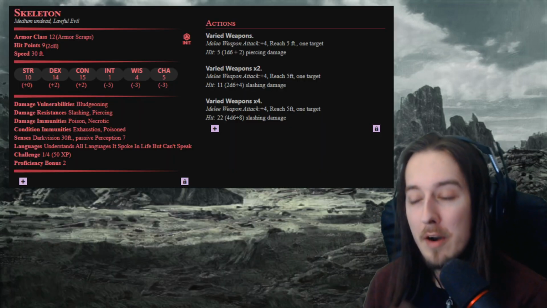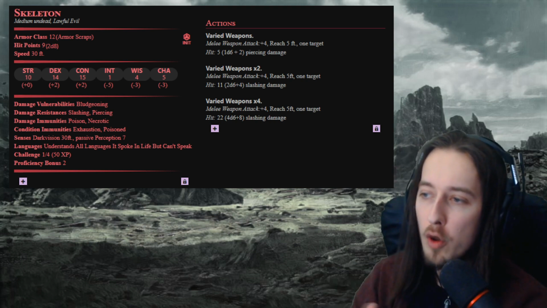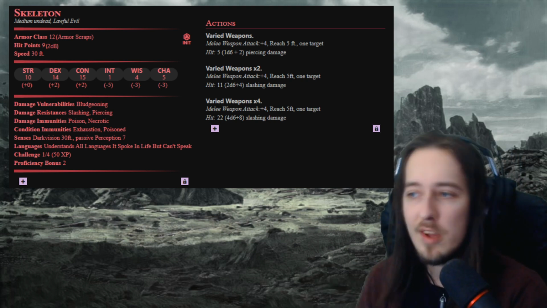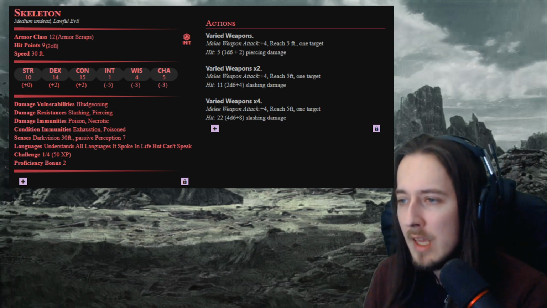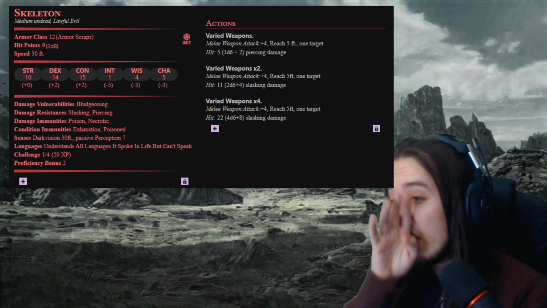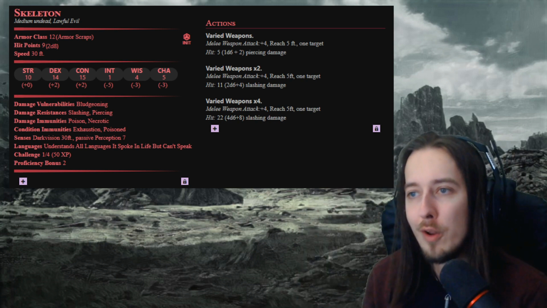As you can see, there is an immediate difference. We've lowered the AC slightly, we've removed the con modifier from their HP, we've given them resistance to slashing and piercing to counteract the bludgeoning vulnerability, and we've also given them immunity to necrotic. Seeing as it was necrotic energy that empowered them, it doesn't really make a whole lot of sense to me that such magic could destroy them.